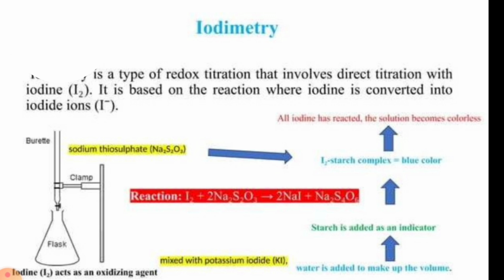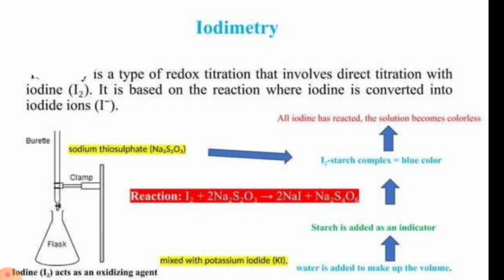First of all, we take a burette, a flask and a clamp, in which the sodium thiosulfate is added, and in the flask iodine is added as the oxidizing agent. Once all the iodine has reacted, the solution becomes colorless. Water is added to make up the volume.